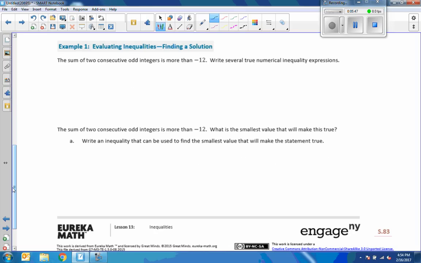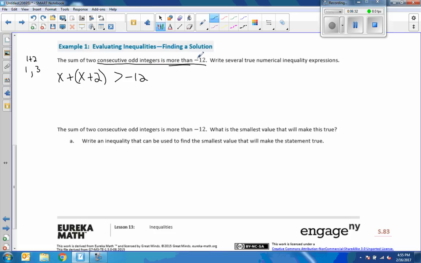Okay. Example 1, evaluating inequalities, finding a solution. The sum of two consecutive odd integers is more than negative 12. So from the last lesson, before we went into geometry for a little while, lessons 8, 9, two consecutive odd integers. Well, if x is an odd integer, say 1, the next odd integer is 3, that is 1 plus 2. So if I don't know this odd integer, the next one is that unknown plus 2. So the sum of two consecutive odd integers, first odd integer plus the second odd integer, which is this, is more than negative 12. More than is our inequality sign.